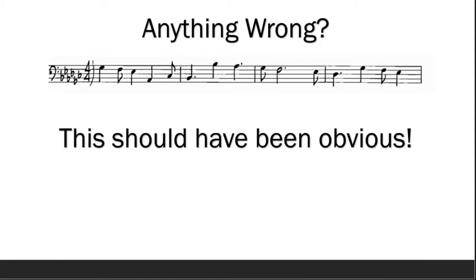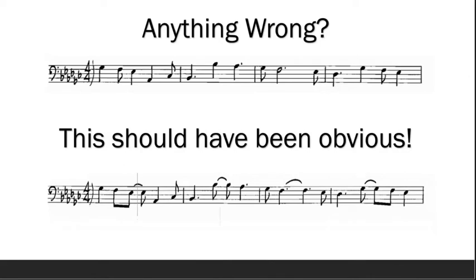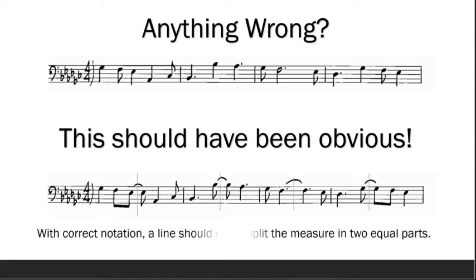Now, this should be pretty obvious because Finale or Sibelius would not do that, although you never know. Sometimes you do have more control over the program. And what you need to do is make sure that with the correct notation, you should see a line. You could split the measure into 2 equal parts with a line.